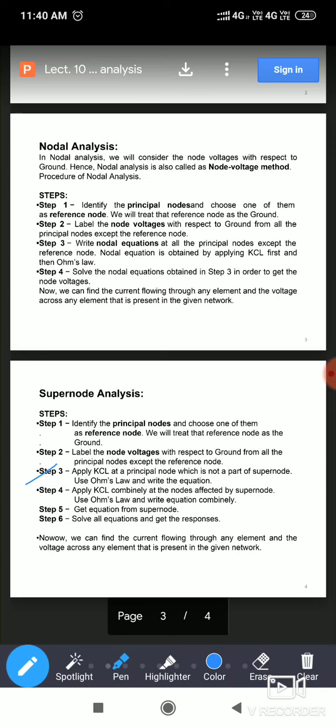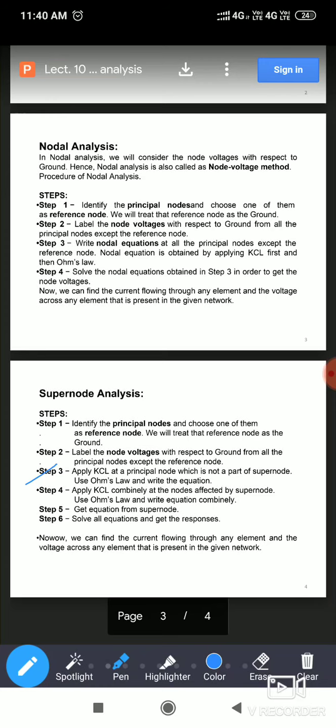So apply KCL at a principal node which is not a part of the super node. Then what is a part of the super node? A super node is a part of the circuit in which two successive or two adjacent principal nodes are connected by a single voltage source without a passive element. So there is no problem applying KCL at V1. Do you understand? So the third step is that one.